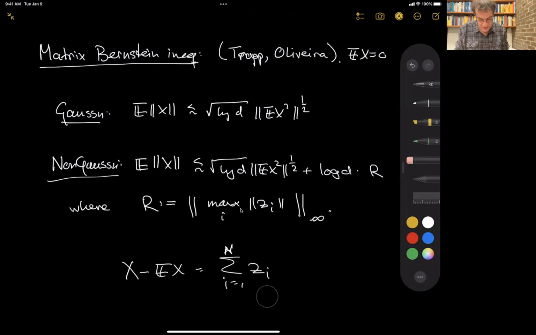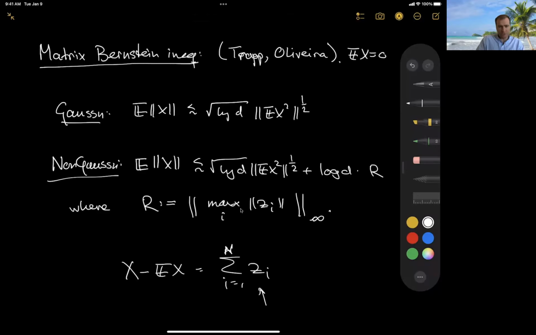So the inequality is proved by adapting the proof of the Gaussian case to this model. But the way you should read this inequality is that the behavior is like the Gaussian case, plus an extra term, which captures the deviation from being Gaussian. And the parameter that measures the deviation from being Gaussian is just the maximum size of the summands in this model over here. The maximum.